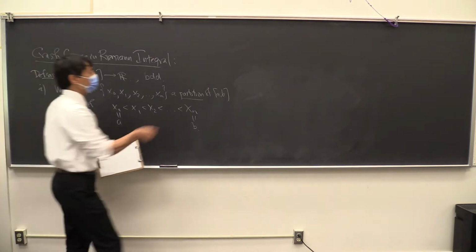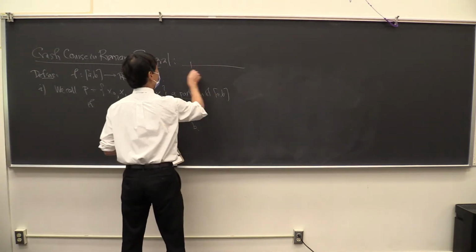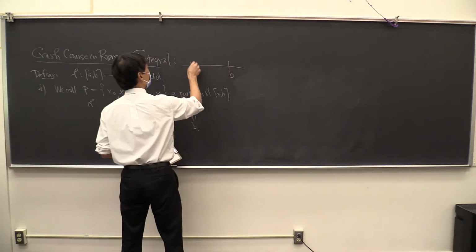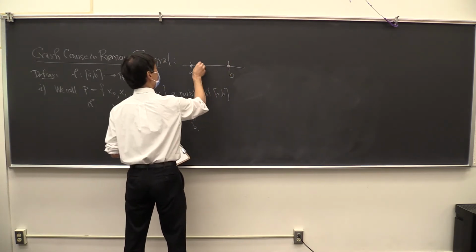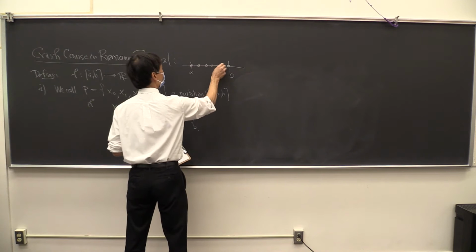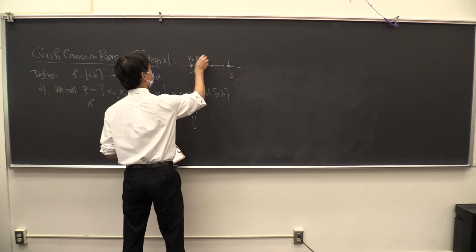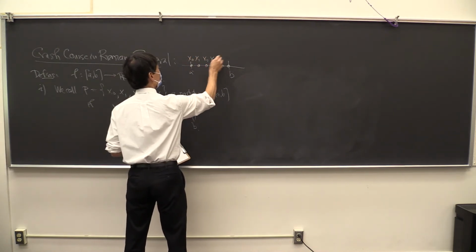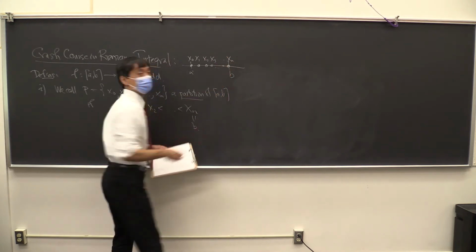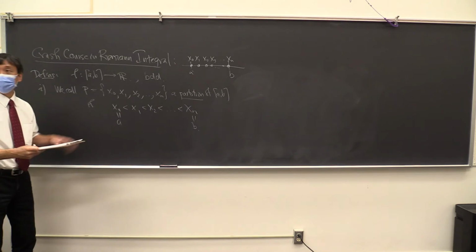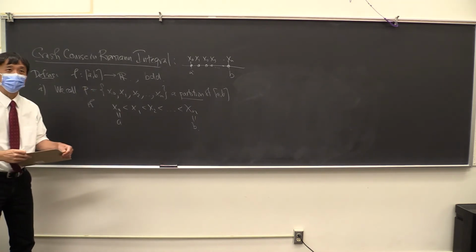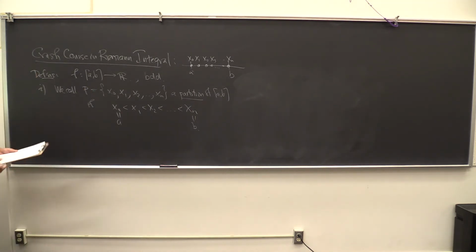All it is that you have your interval [a,b], and then you've got a bunch of points. The first one is a, the last one is b, and you've got a bunch of other points: x0, x1, x2, x3 through xn. So that's called a partition, and you're going to build your integrals on these partitions, as you've probably seen before.